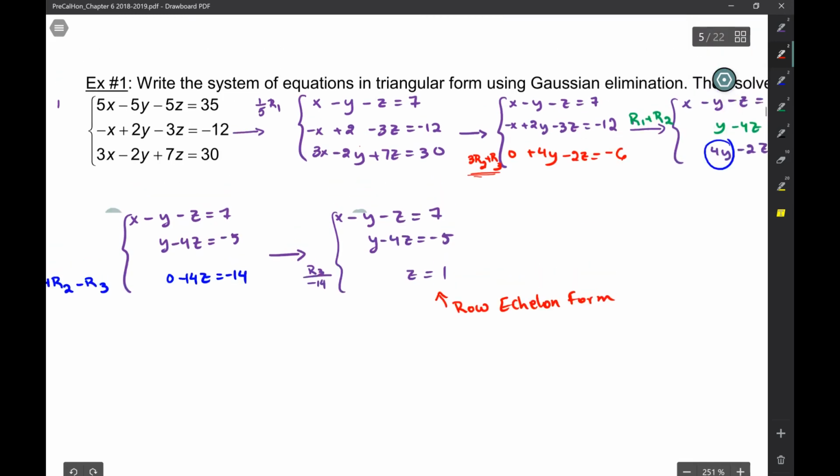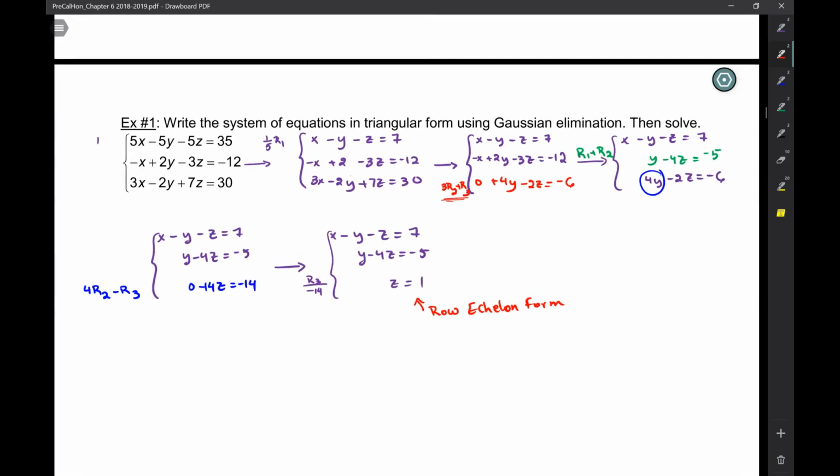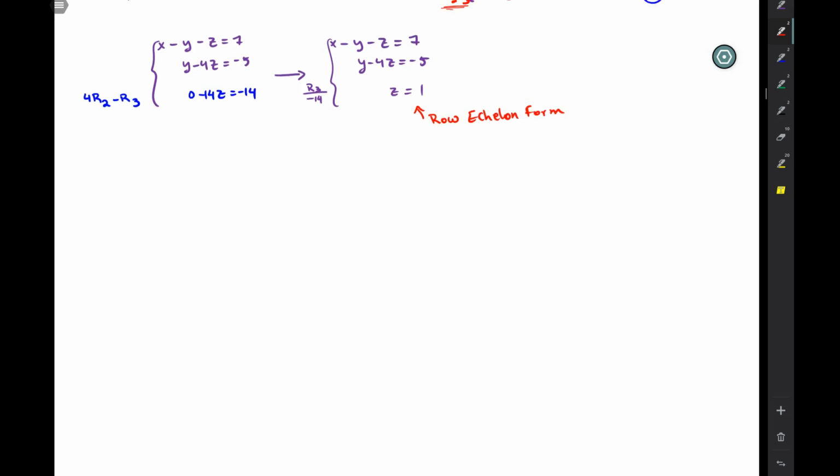They're the same. They're synonyms. Okay? So this is in triangular form or row echelon form. Yes. So to solve, we work backwards. It's called back substitution. That's the term.